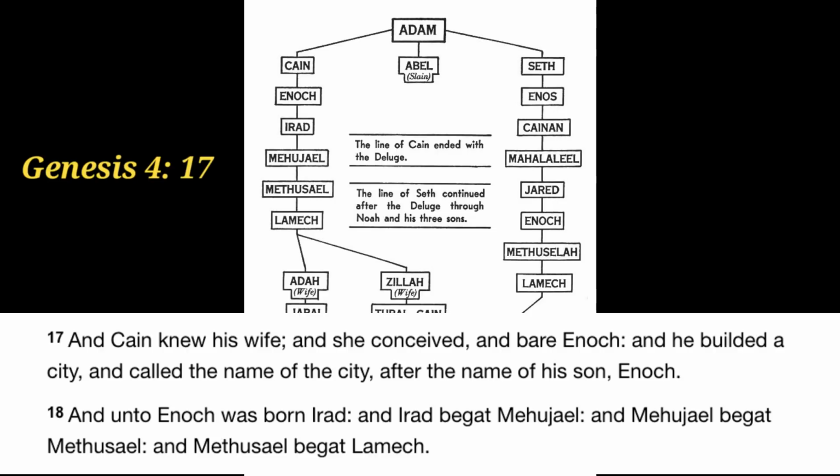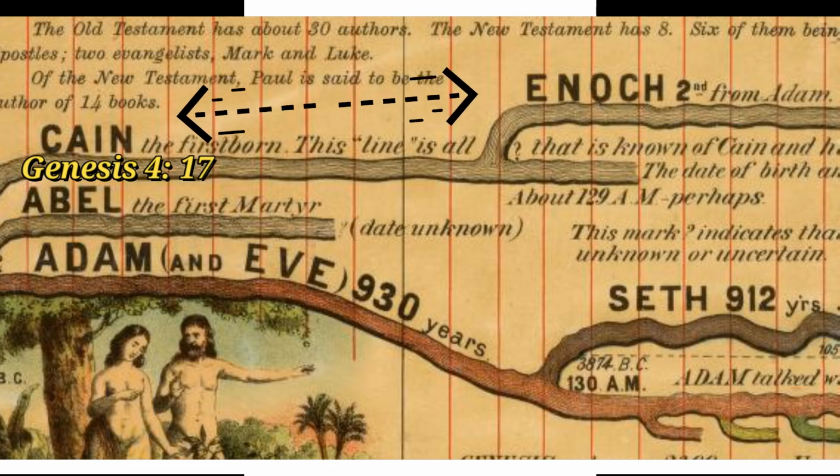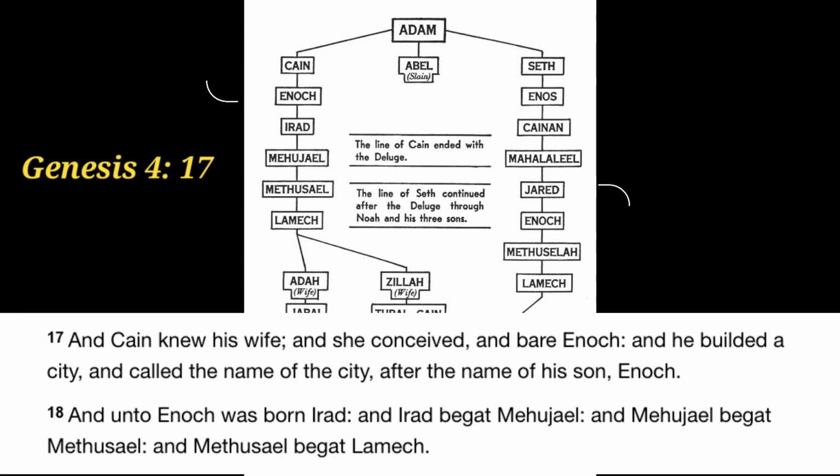And she conceived and bare Enoch. And he builded a city and called the name of the city after the name of his son Enoch. So as you can see, the line here of Adam on the top, you can see Cain had an Enoch, and then there's also an Enoch under Seth.